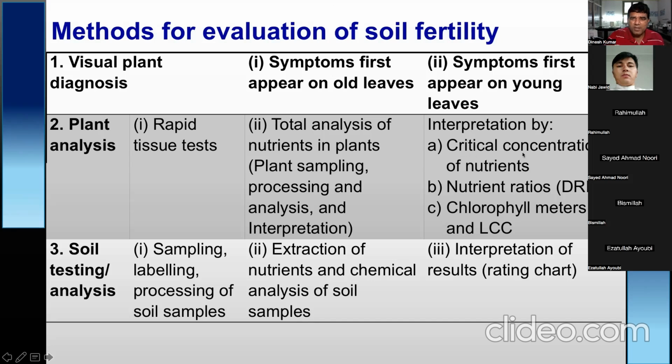You can know the critical concentration, the nutrient ratios, DRIS system, and chlorophyll meters and LCC, etc. This part will be covered in soil fertility course, so you need not bother about it.